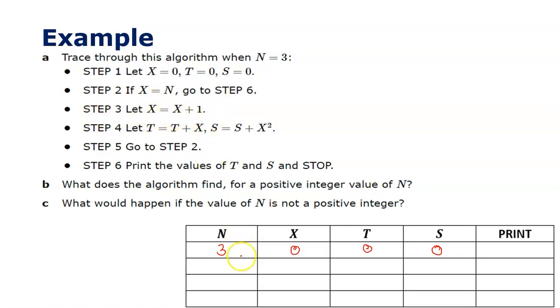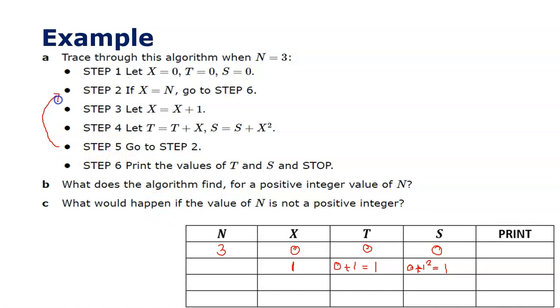X equals x plus 1. Well, x was 0, so we just add 1 to it. T is t plus x. All right, t was 0 plus the 1. So I'm going to write 0 plus 1 equals 1. And s equals s plus x squared. So presumably this is the 0 from there plus the 1 squared. And 1 squared is 1, so this is just 1 again. So it didn't make much difference on those two. Now go to step 2.